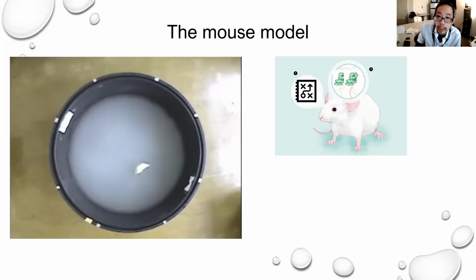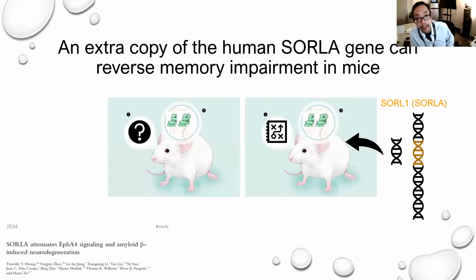And we can ask the question, if there's more beta amyloid within the mouse brain, how well is the mouse able to remember where we put the platform? And so we find that when we inject beta amyloid in the form of oligomers, or small clumps, into the mouse brain, the mouse isn't able to remember where we put the platform. But if we take a mouse that has an extra human gene copy of the sorla gene, we find that these mice are able to find the platform. So they're able to remember better despite the beta amyloid that we inject into the mouse brain.